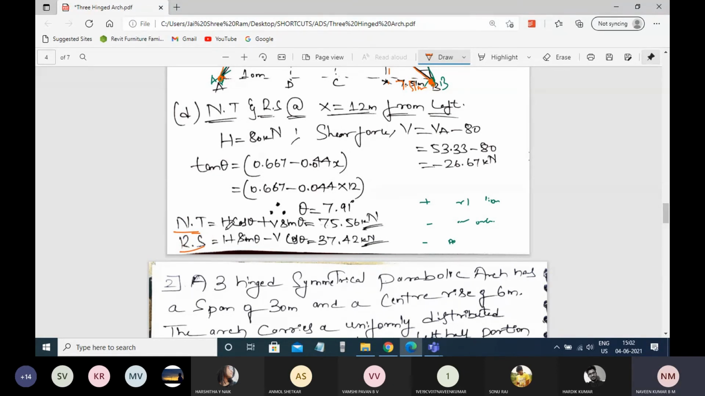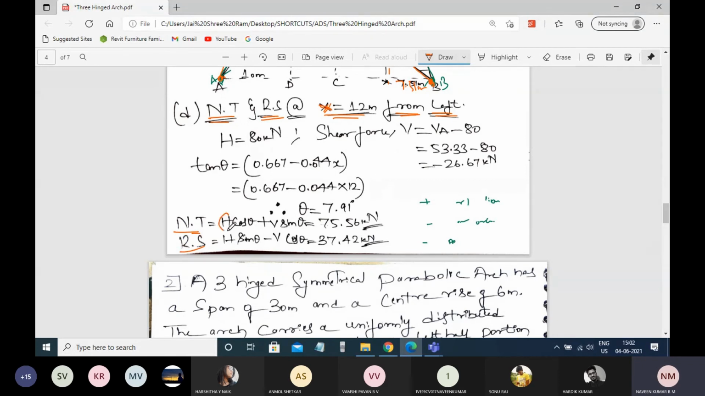Normal thrust is H cos theta plus V sin theta, and radial shear is H sin theta minus V cos theta. Okay, so here you try to note this down. Where we need to find normal thrust and radial shear, we need to find it at a distance of 12 meter from the left support. So you can consider that 12 meter as X. Why do we need to consider it as X? Because in order to find theta.